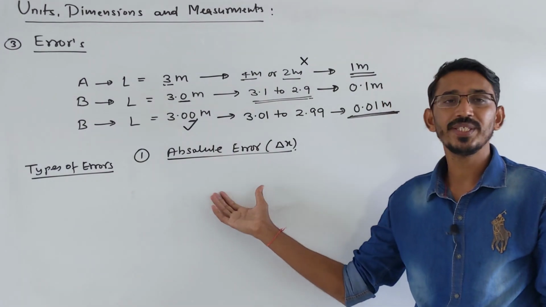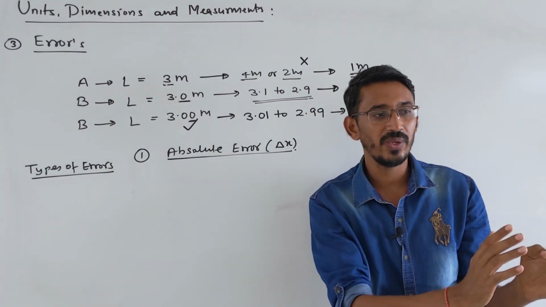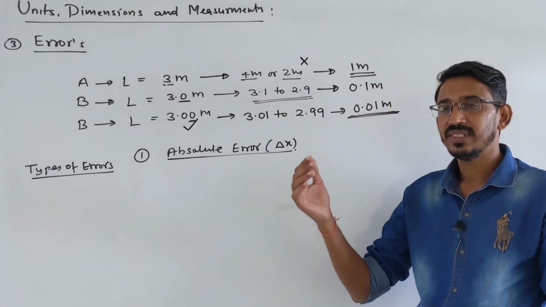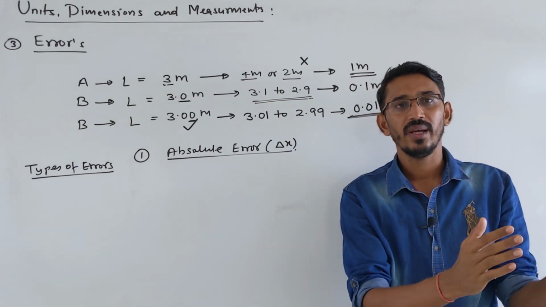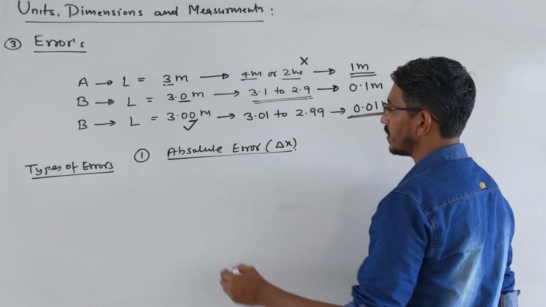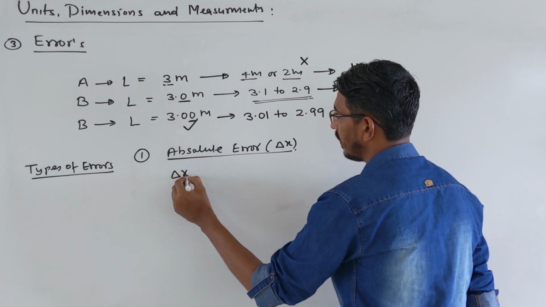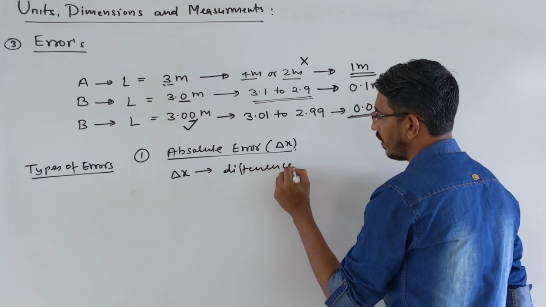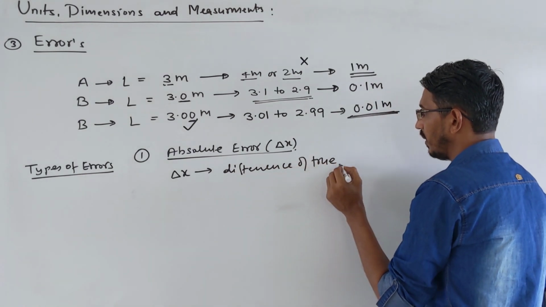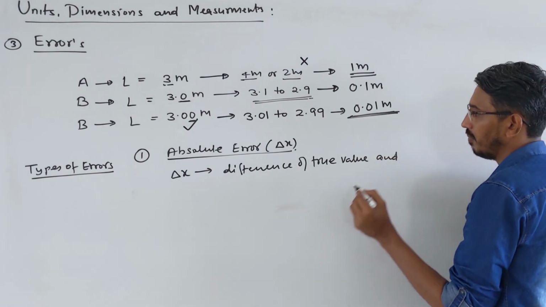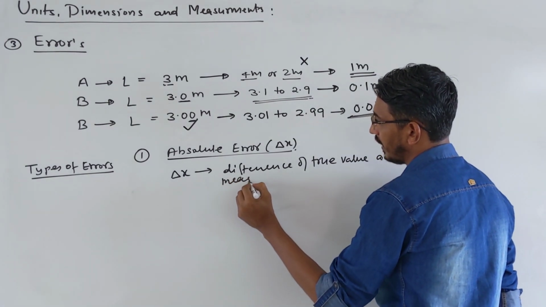These are simply the difference between the correct value and what you have measured, right? It's simply the difference between the true value or correct value and the measured value. Okay, so let me write it in a simple way. What is the definition of this? This del x is nothing but the difference of the true value or correct value, right? And the measured value, what you have measured, right?